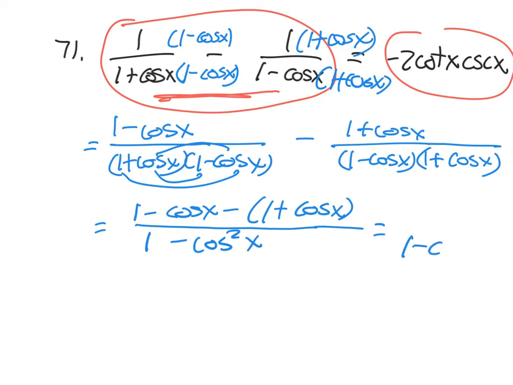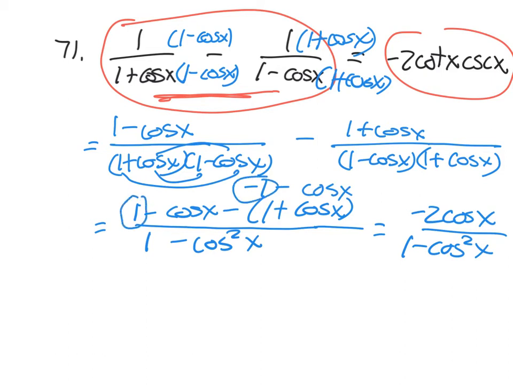And so my numerator is going to be 1 minus 1 is 0. And the negative cosine minus cosine is negative 2 cosine x. So we're going to get a negative 1 minus cosine here. So the 1 and the negative 1 go to 0, and the negative cosine x and the negative cosine x become negative 2 cosine x's.